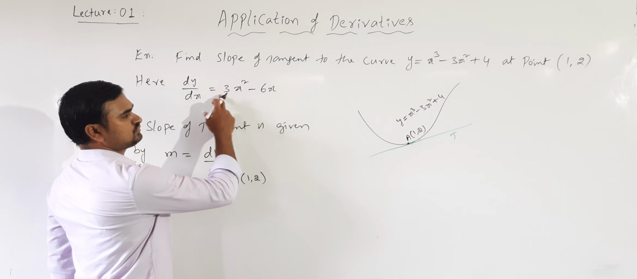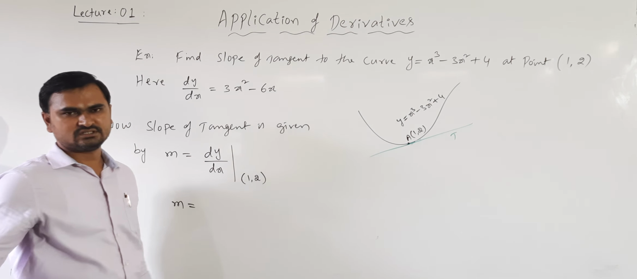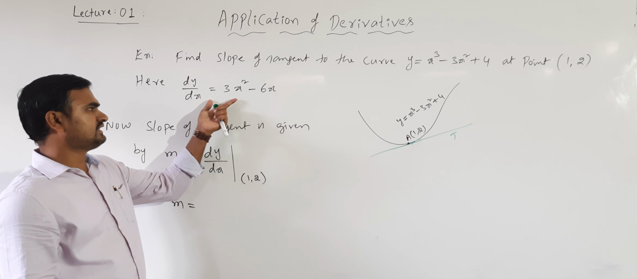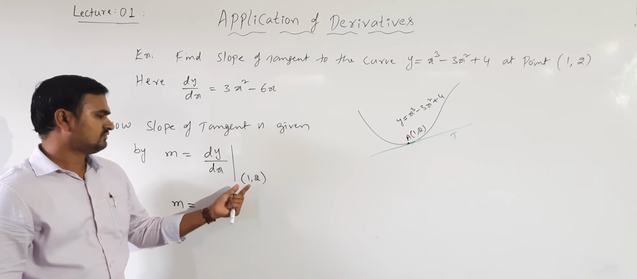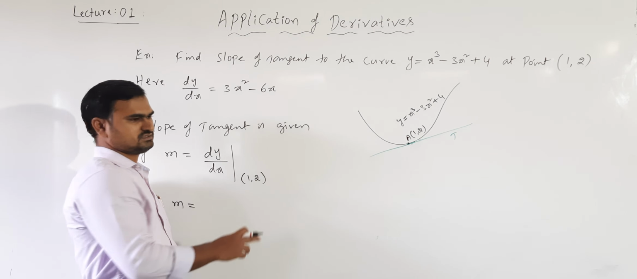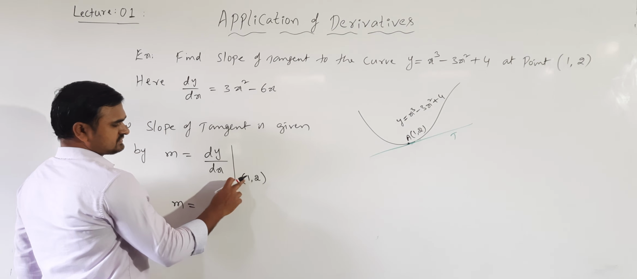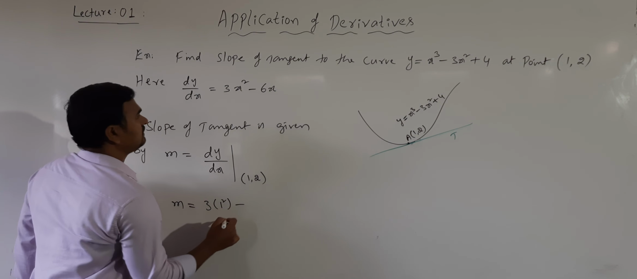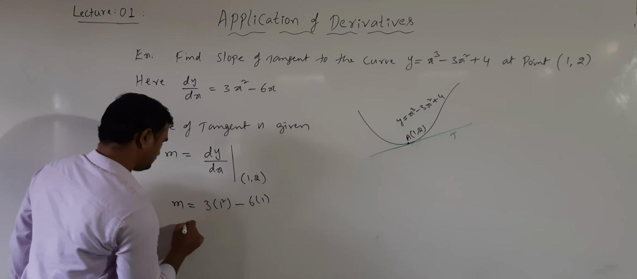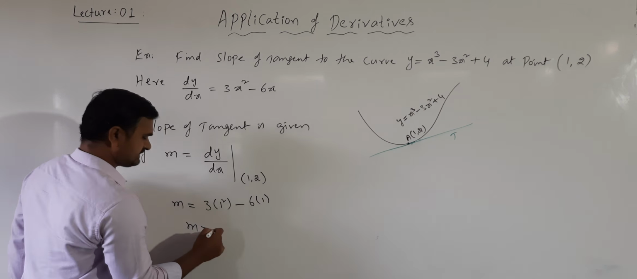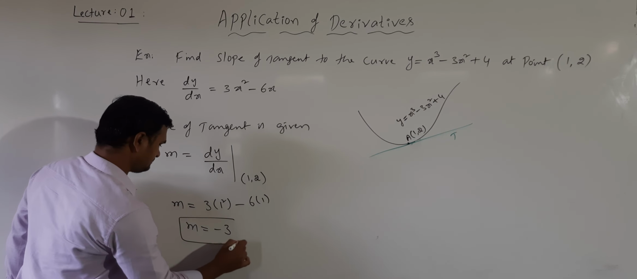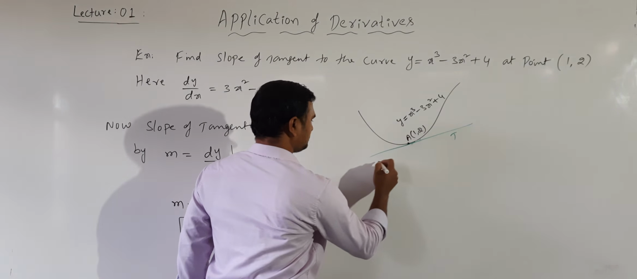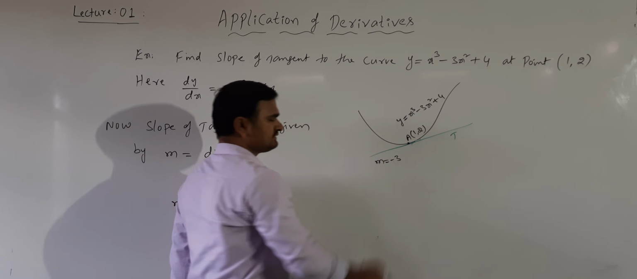See, in the derivative there is no y. So no need to substitute y as 2. Only we substitute the x value. Okay. If the derivative is in terms of both x and y, we substitute x and y values. So here only x value we can substitute in this: 3 into 1 square minus 6 into 1. So m is 3 minus 6, which is minus 3. So therefore the slope of tangent at this particular point, m is minus 3.